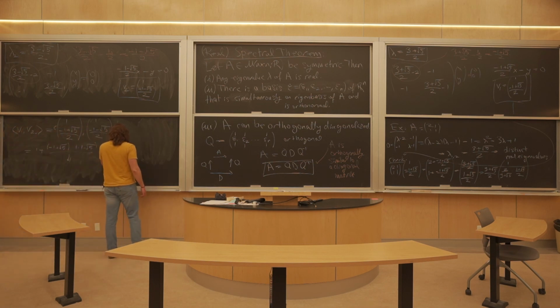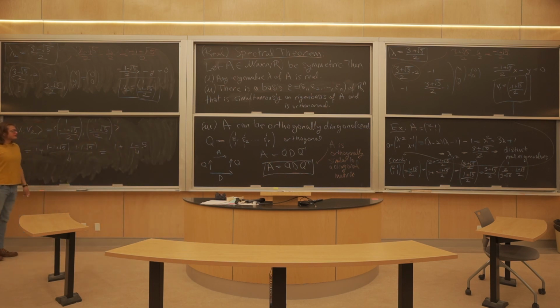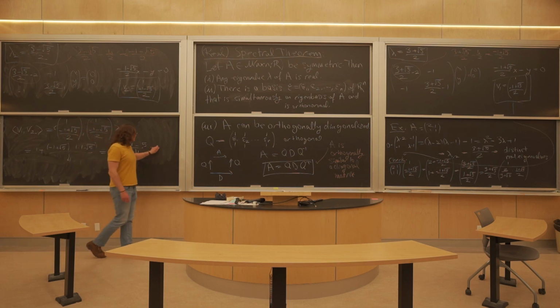So this is 1 plus a squared is 1 minus b squared is 5 divided by 4. Okay? So 1 minus 5 is minus 4. So this is minus 1. So they are orthogonal.